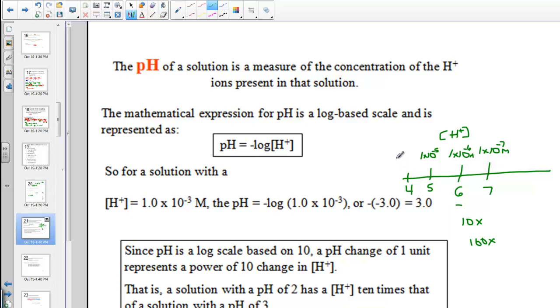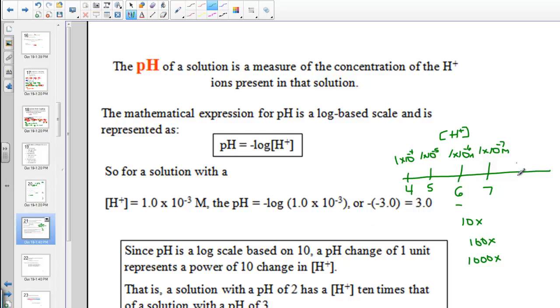Here we have a pH of 4. That's like writing 1 times 10 to the negative 4 molar units. If I go from a pH of 4 to a pH of 7, we're moving 3 places on a power of 10. It's 1,000 times more acidic. So you can see a significant change in pH, even though the number line doesn't appear to be changing that much. Remember, it's a power of 10. So a solution of a pH of 2 is 10 times more acidic than a pH of 3.